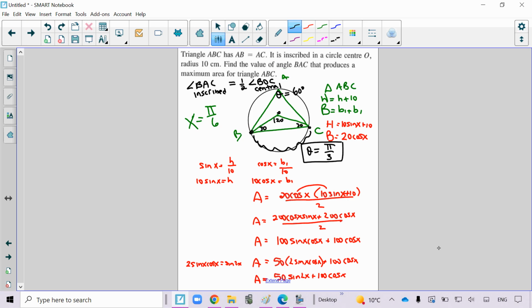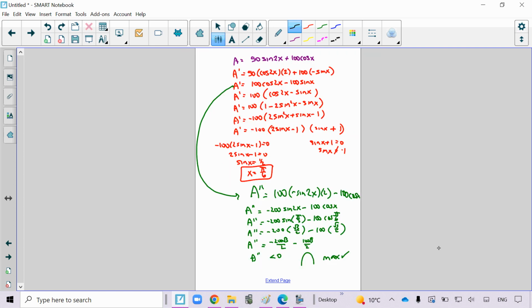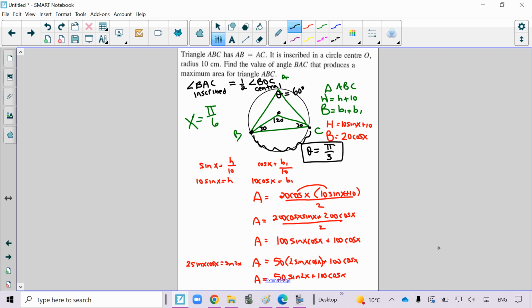We went through, we found the area in terms of the base angle, x. Simplified it, found the first derivative, critical value, proved that the critical value gave a maximum value, and then took that base angle of x back into my triangle to figure out what the top angle was, which is the angle that I wanted. So I hope that that video helped.